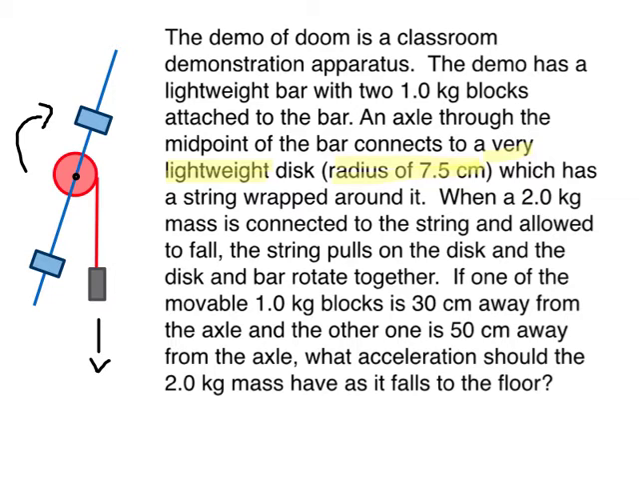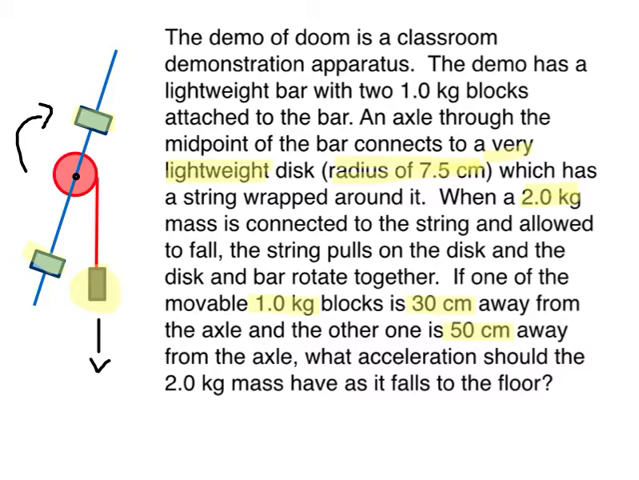The masses also matter. So this 2 kilogram mass, it's important to understand what that is. The 2 kilogram mass in the problem is the one that's hanging right here. There are two 1 kilogram masses. Those are on the bar. So we have a 1 kilogram mass that's 30 centimeters away and one that's 50 centimeters away.